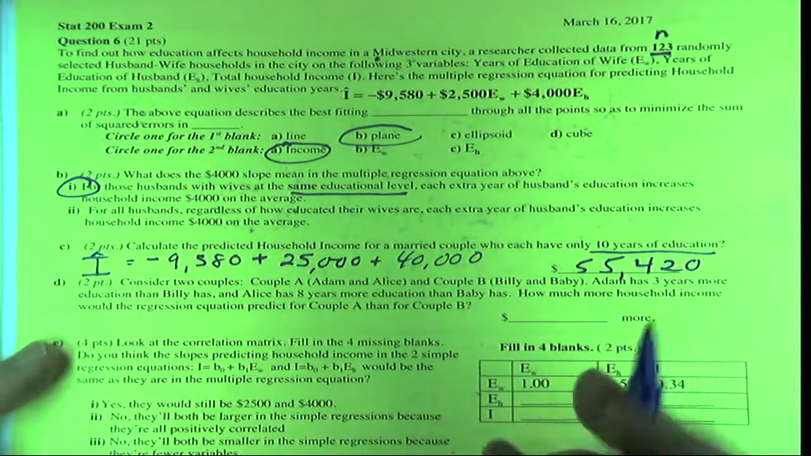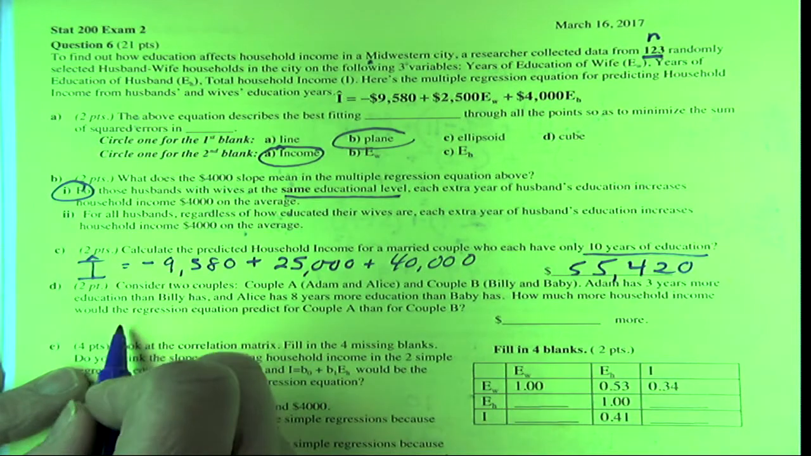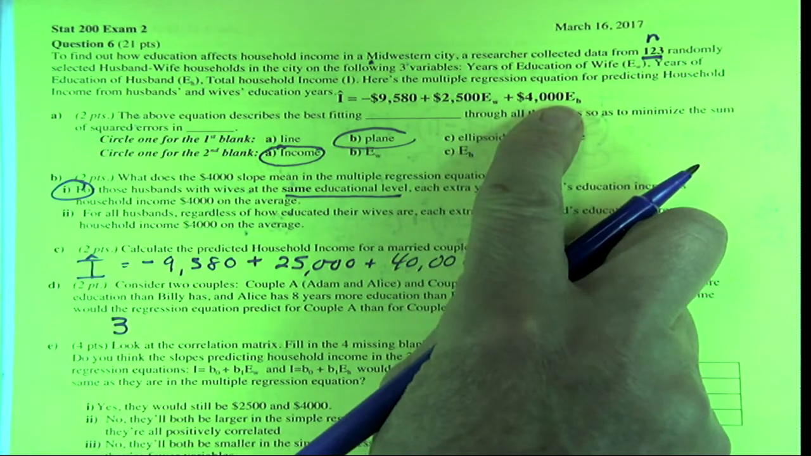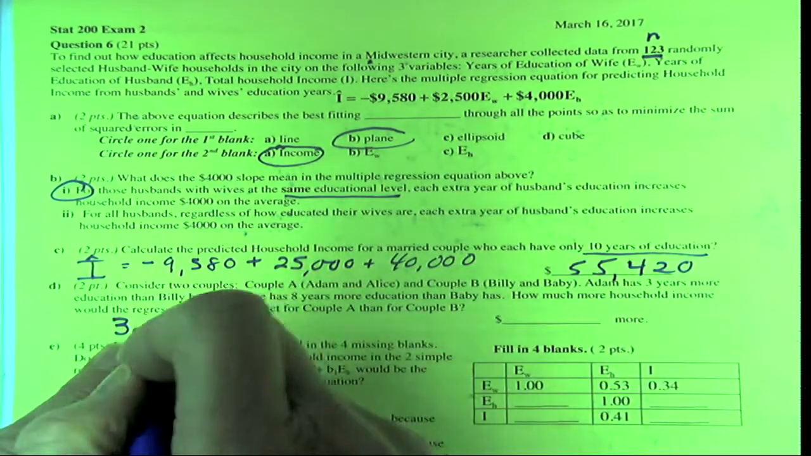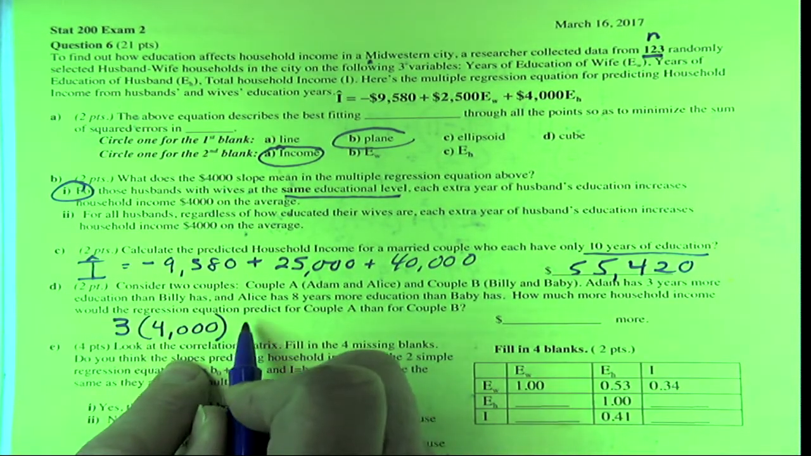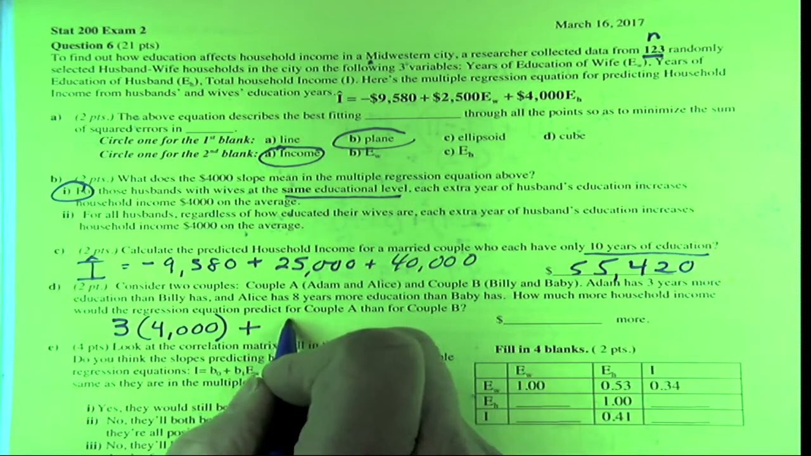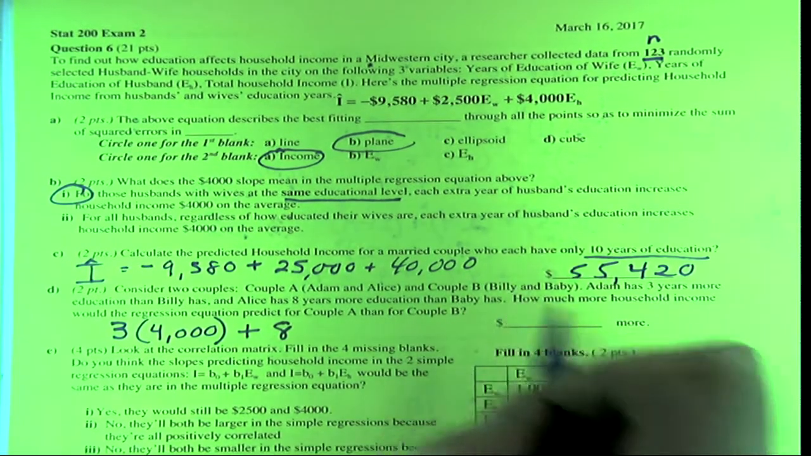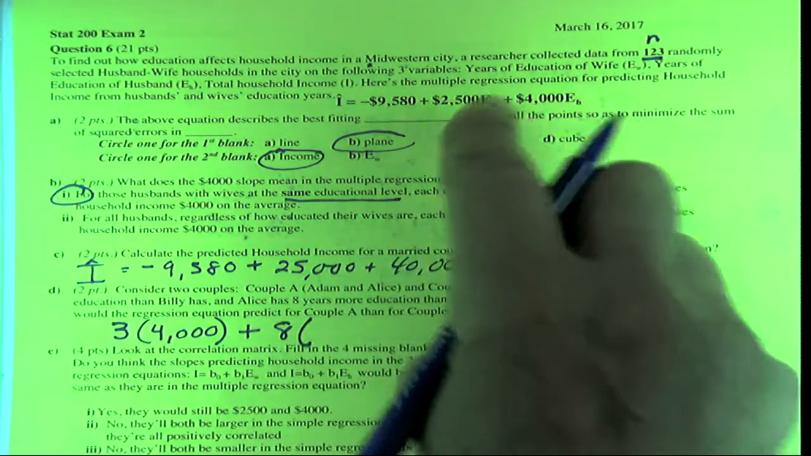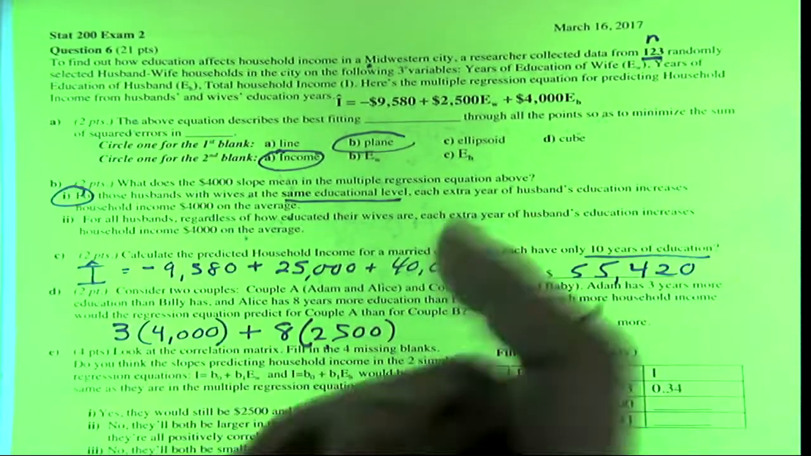How much more? Well, we just have to think, okay, he has 3 more years, the husband does, and the husband's increases by 4,000. So it's 3 times 4,000 more just for having those. And then his wife has how many more? 8 more years. Oh, she's a lot. Baby is not very educated. So that's 8 times 2,500. Okay, so that's the difference.